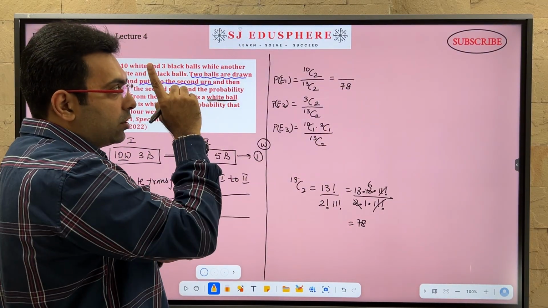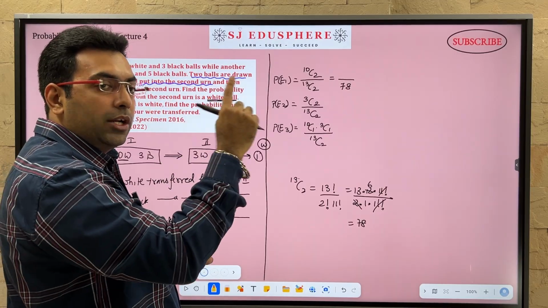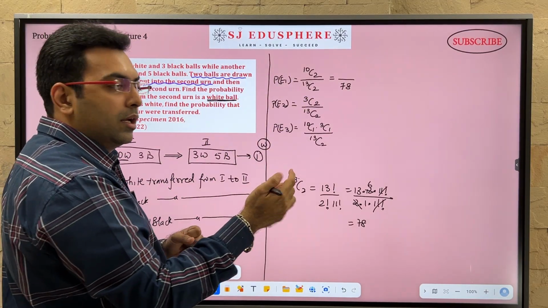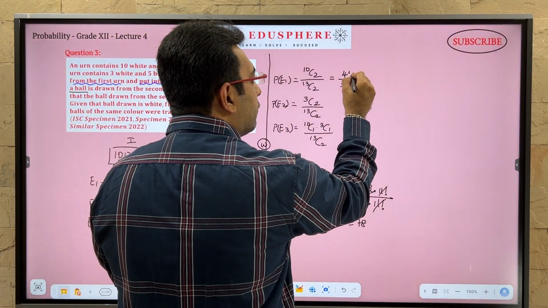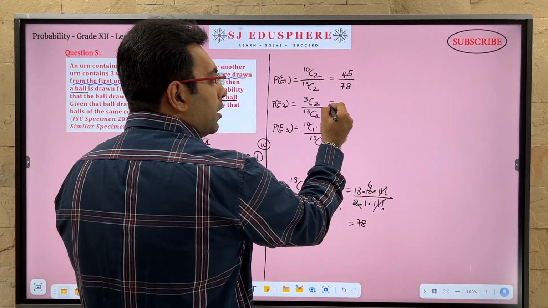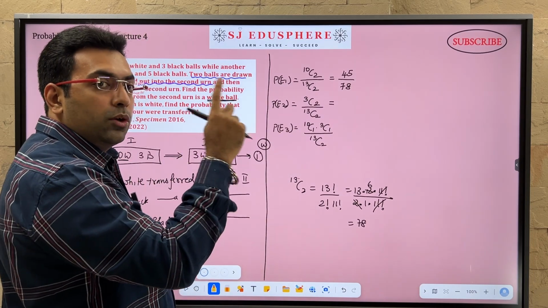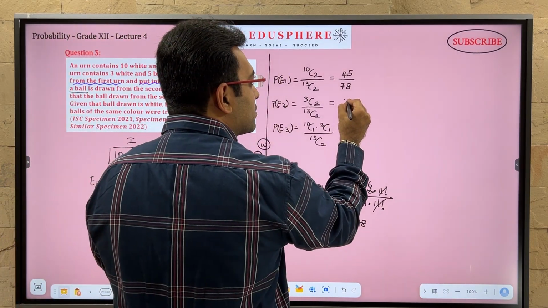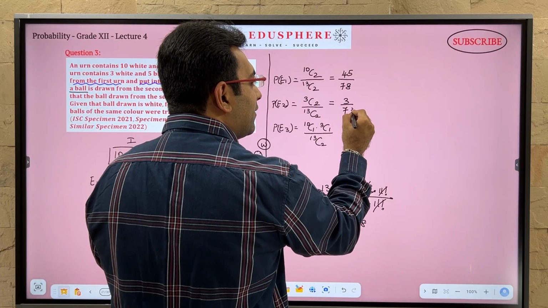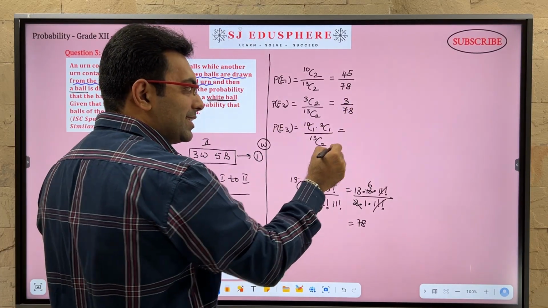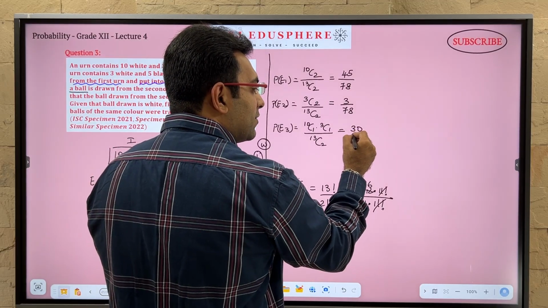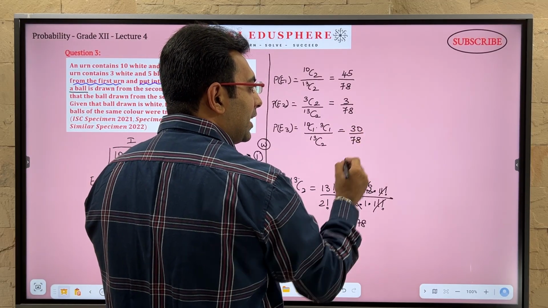Same trick we use for 10C2. Break 10 by 2. 10 into 9 and down 2 into 1. That will give me over here 45. 3C2. Break 3 by 2. 3 into 2 and down 2 into 1. That gives me only 3 by 78. 10C1 is 10, 3C1 is 3. That gives me 30 by 78.